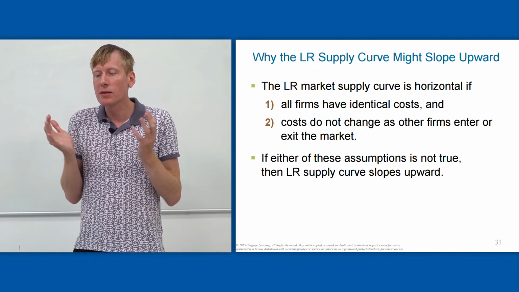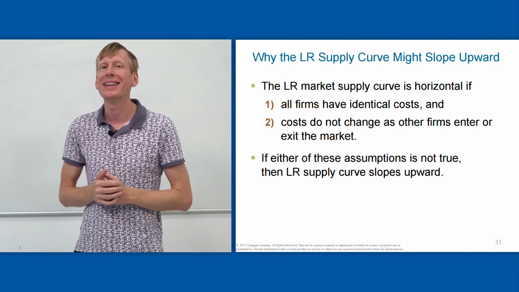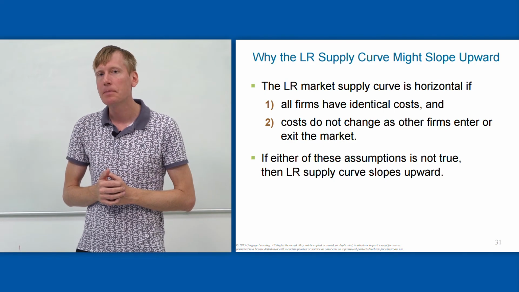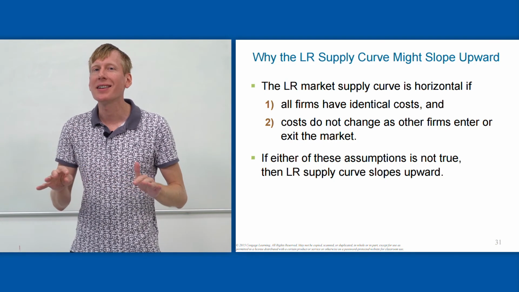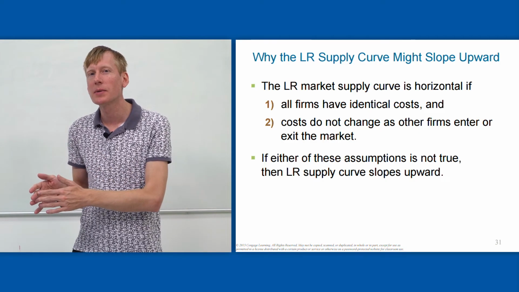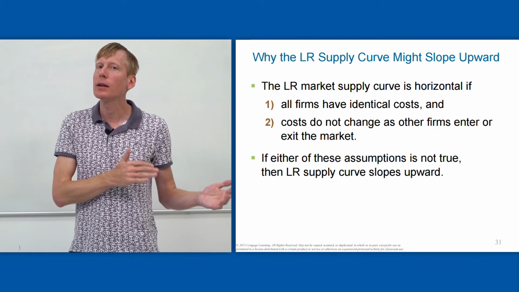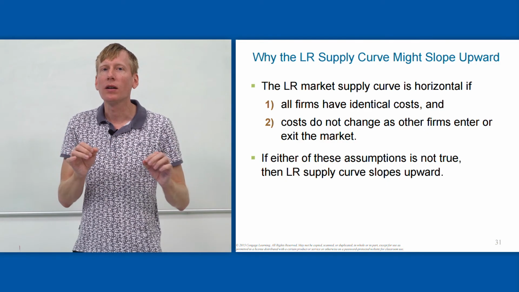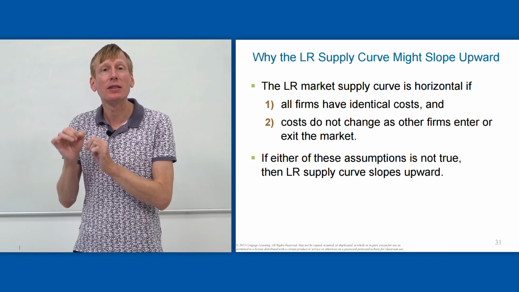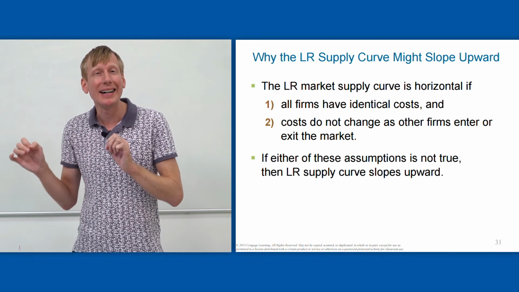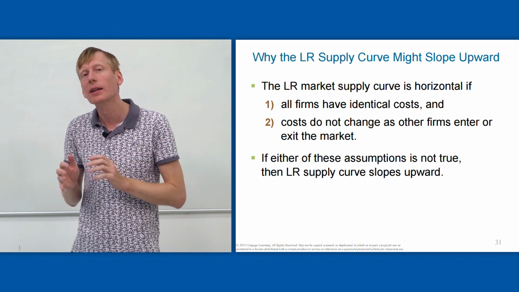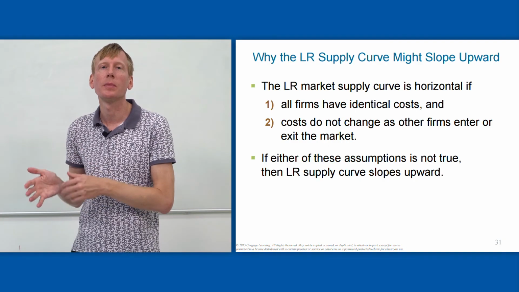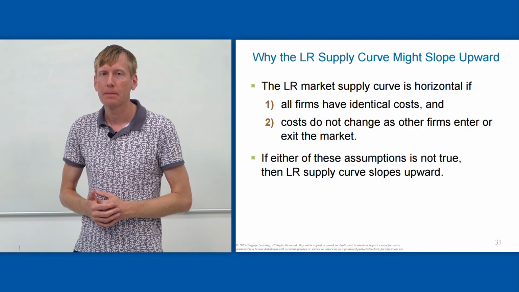Now, if we assume, as we did, that all firms have identical costs, and that nothing about firms' costs changes when additional firms enter the market, that's what led us to the assumption that long-run average total cost would remain constant, therefore the supply curve would be horizontal, as we increase the number of firms and increase the output we produce.